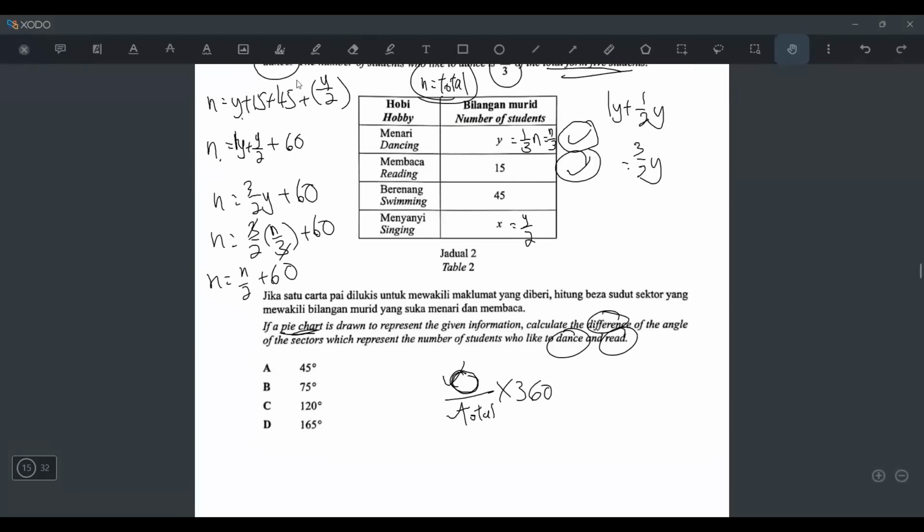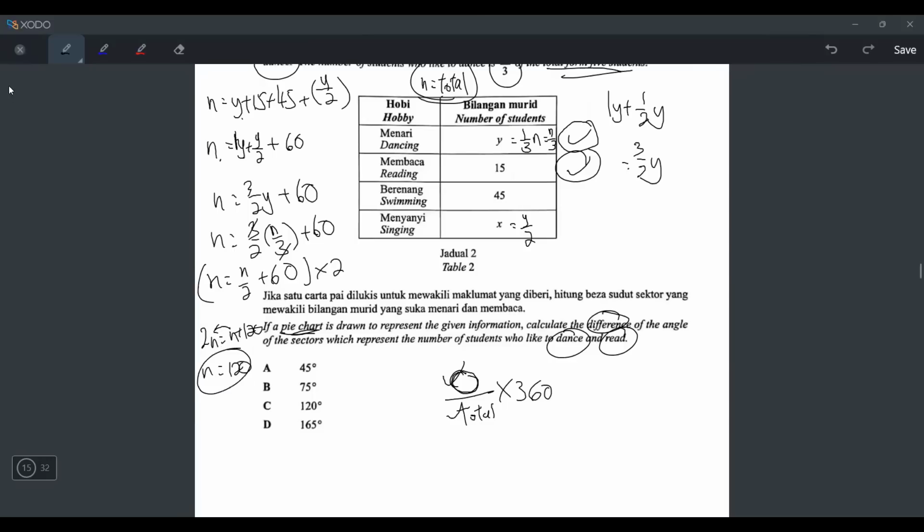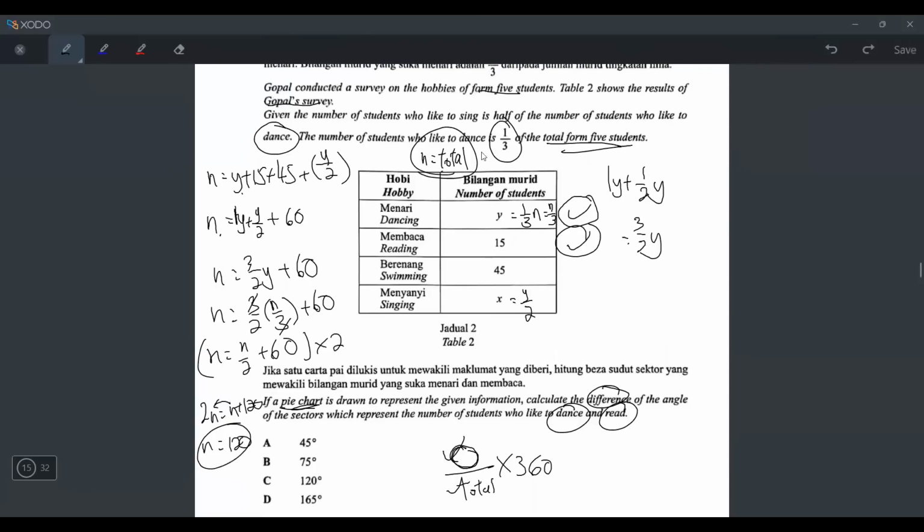And now I will try to remove the fraction. To remove it, everything times 2. So times 2, 2n. Times 2, just n, because the 2 and 2 cancel. 60 times 2 is 120. Plus n, move over to become minus. 2n minus n is n. So n is 120. But of course, this is not the answer. This is just the n, which is the total. So we now know the total number of students is 120.